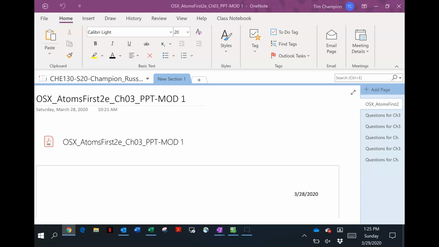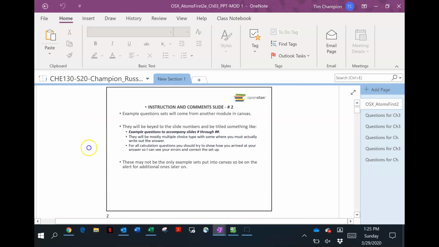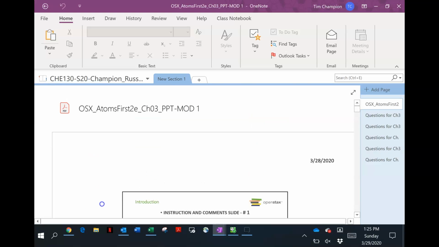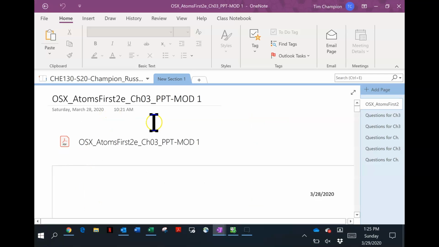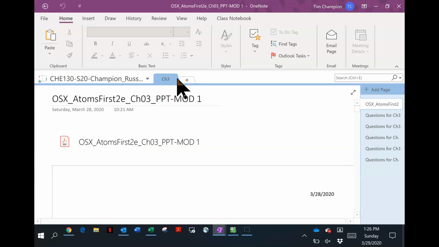You can see on the OneNote file here we've got this screen, which is a printout of some PowerPoints that Dr. Russell prepared, and then that's on this tab, which is cleverly labeled New Section 1. Let me change that right now and call that Chapter 3. Okay, and then over here on the side we've got pages.